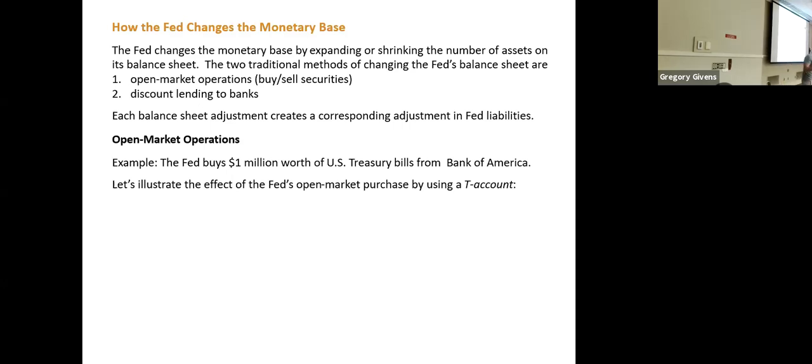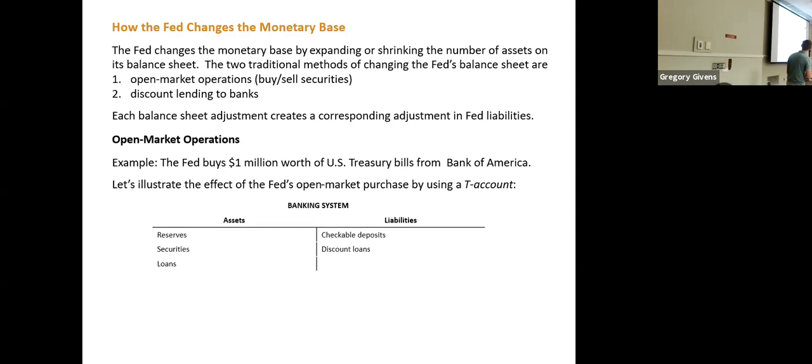Let's suppose that the Fed announces that they're going to purchase $1 million worth of Treasury securities from Bank of America. So it's going to conduct an open market purchase of U.S. Treasury bills from a private bank. What I want to do is illustrate how that affects the Fed's balance sheet by using this device called a T account. Hopefully you've seen these before.